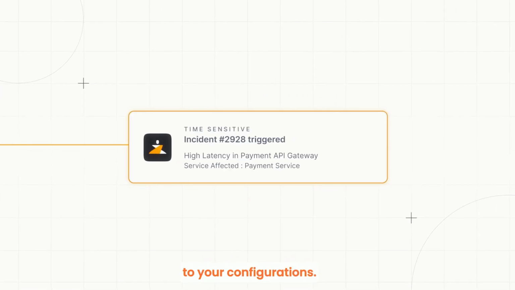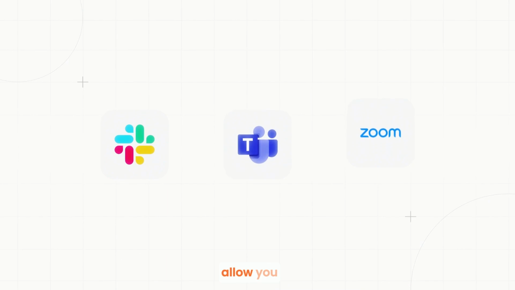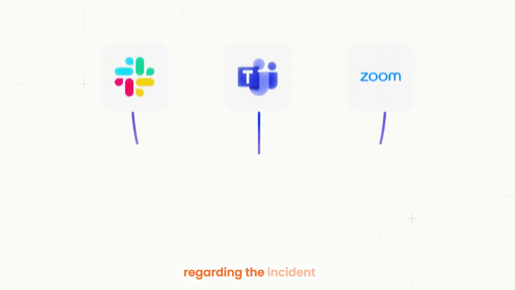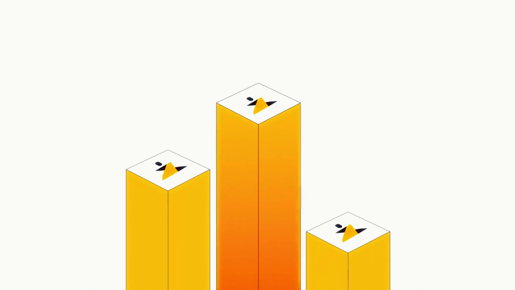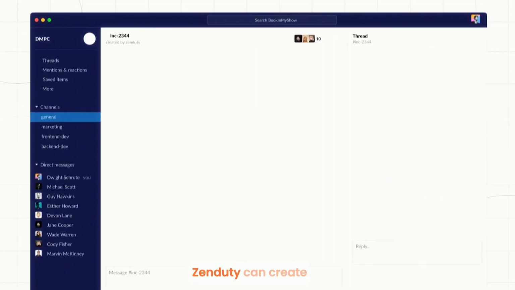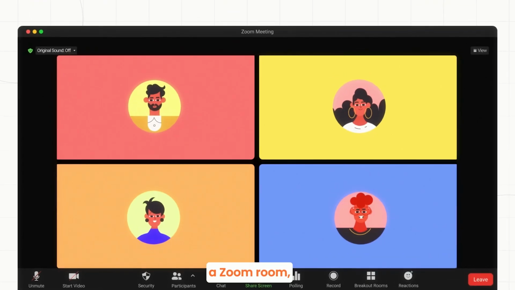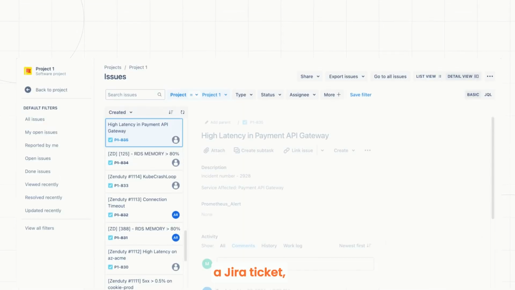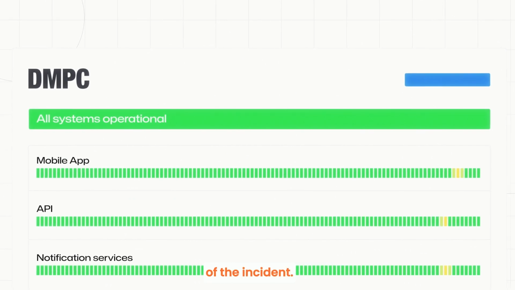Meanwhile, outgoing integrations like Slack, Teams, or Zoom allow you to keep communications regarding the incident in sync and accessible from a single platform. As soon as an incident is created, Zenduty can create a Slack channel for the incident, a Zoom room, a Jira ticket, and update the status page with each update of the incident.